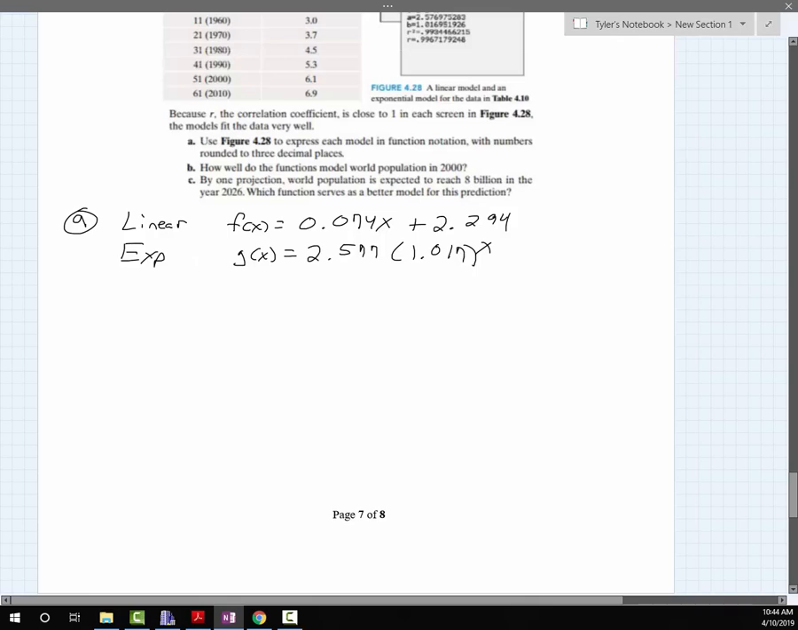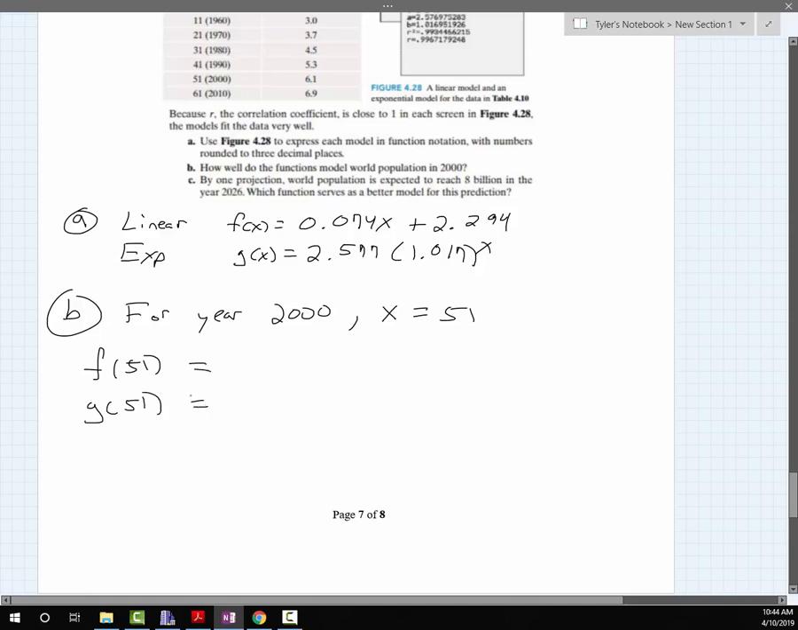So same units. Then part B of this question is asking us, how well do the functions model world population in 2000? We talked about how, for the year 2000, we have an x value of 51, and that can be found by taking 2000 minus 1949. So there's 51 years after 1949 to get to the year 2000. So then we want to find f of 51 and g of 51.